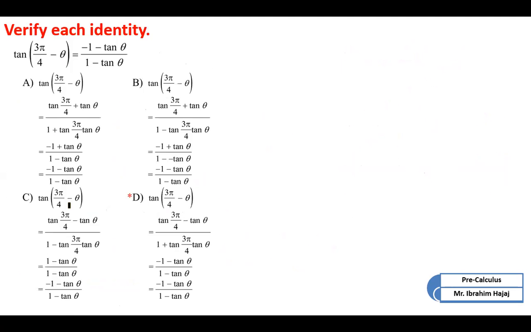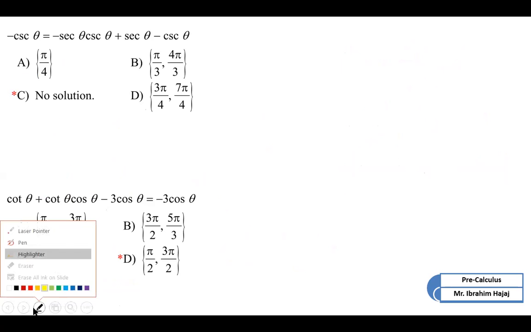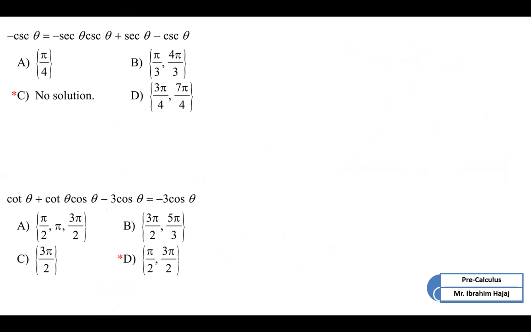Next question. Negative cosecant theta equals negative secant theta cosecant theta plus secant theta minus cosecant theta. We have two sides here and would like to solve this question quickly. You can plug in numbers, guys, substituting pi over 3 or pi over 4 for theta, to check whether the two sides are equal. This is one way. The other way is to solve the equation.